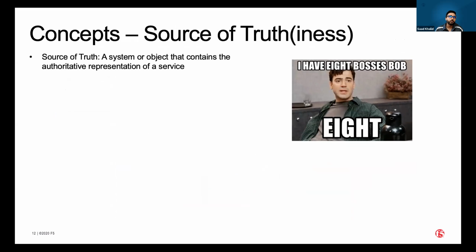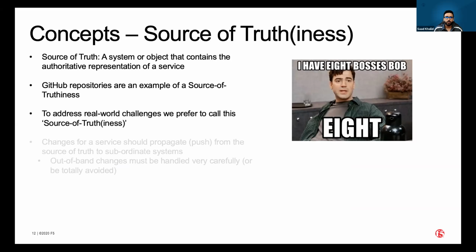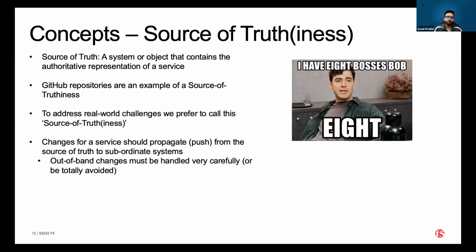One other concept is source of truth. It should be review for most of you, but if you're not familiar with source of truth, the definition is a system or object that contains the authoritative representation of a service. So simply put, let's take an example. If you're using, let's say, Ansible playbooks to do your configuration management via the API, those playbooks are your source of truth.